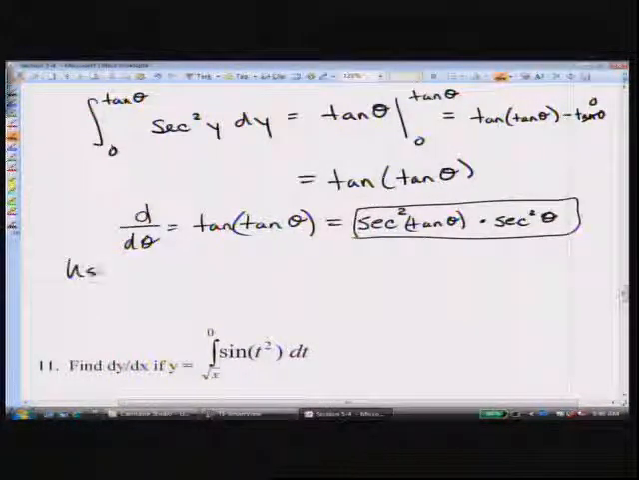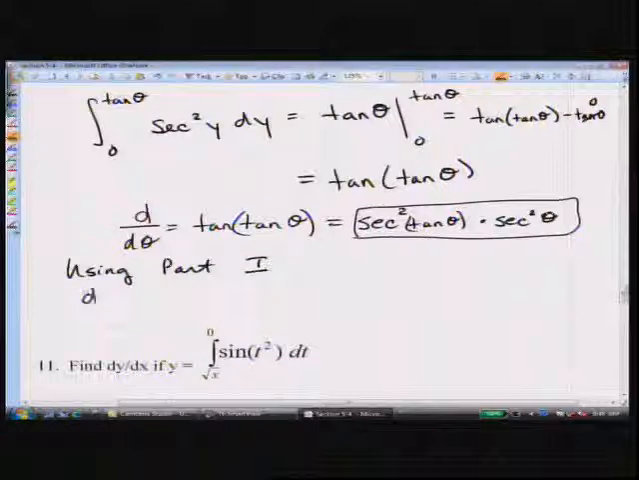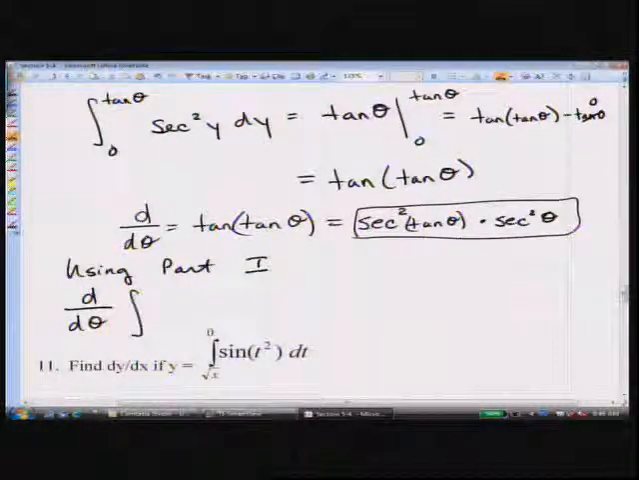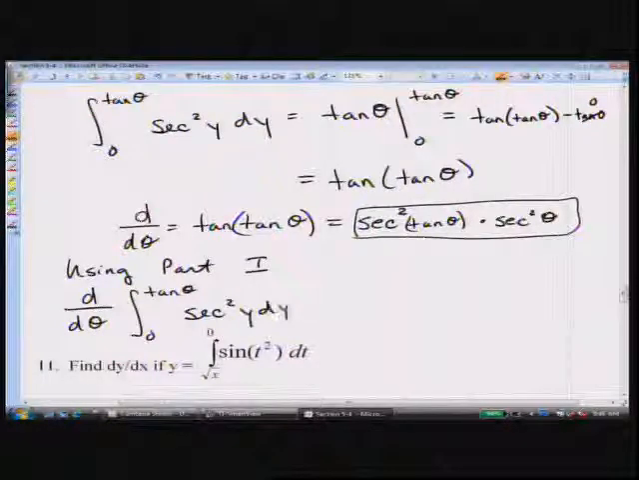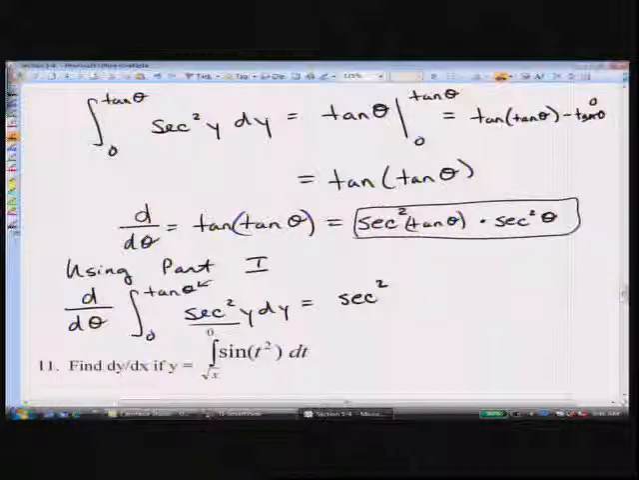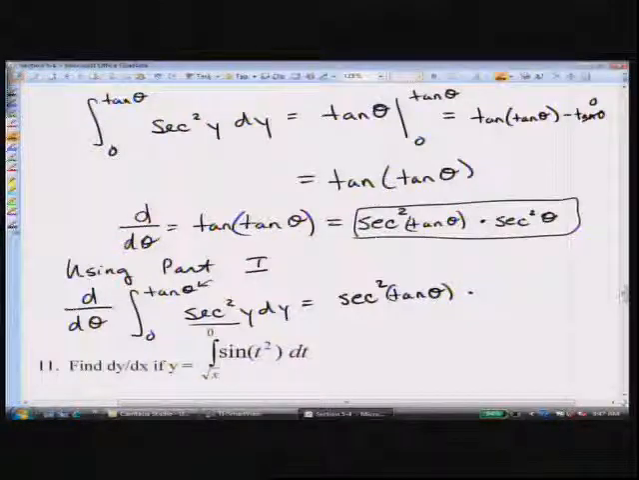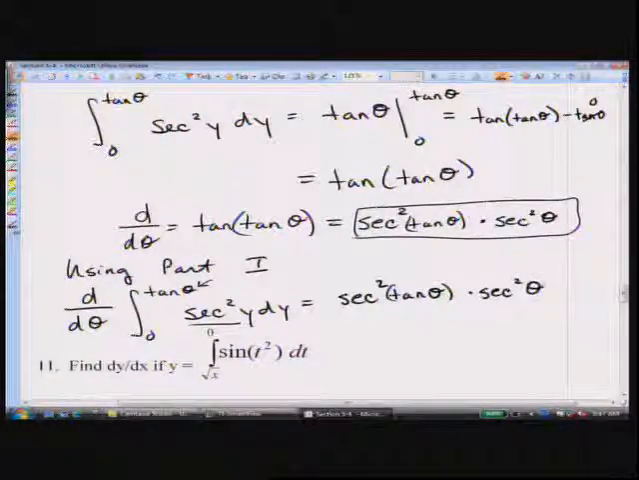But using part 1 of the fundamental theorem, when you are asked to find the derivative with respect to theta of an integral from 0 to tangent theta of secant squared y dy, part 1 tells us that it's just going to be this, evaluated at this, but you'll probably have to take the derivative of this if it's not just an x. So this is going to be secant squared of, instead of y, tangent theta, times the derivative of tangent theta, which is secant squared theta.